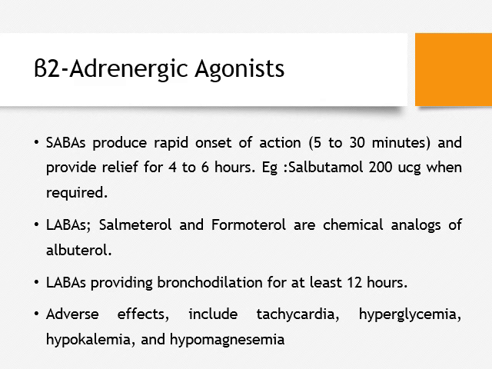The short-acting beta-adrenergic agonists produce a rapid onset of action in 5 to 30 minutes and provide relief for 4 to 6 hours. For example, salbutamol, 200 micrograms when required, can produce effects in 5 to 30 minutes and that may last for 4 to 6 hours. The long-acting beta-adrenergic agonists like salmeterol and formoterol are chemical analogues of albuterol. The LABAs can provide bronchodilation for at least 12 hours.